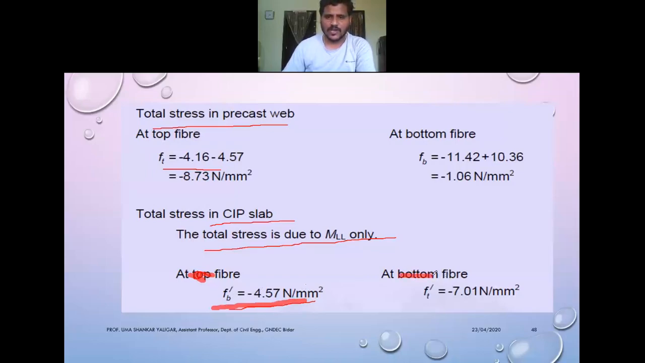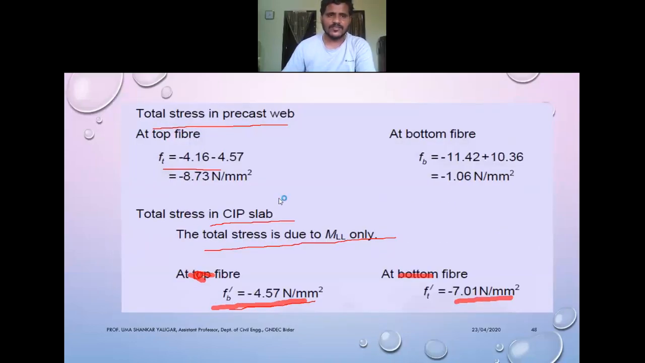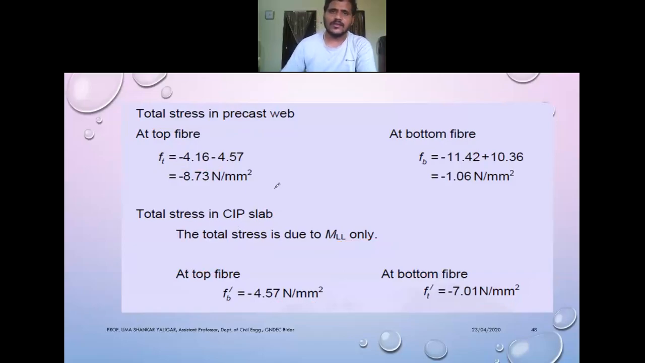But this is at the top fiber. Ft dash is equal to minus 7.01 Newton per mm square. You can see this here too, at the top fiber, minus 7.01 Newton per mm square. In this way, you can calculate the stresses in all the fibers, in all the stages, in the web of the composite section.